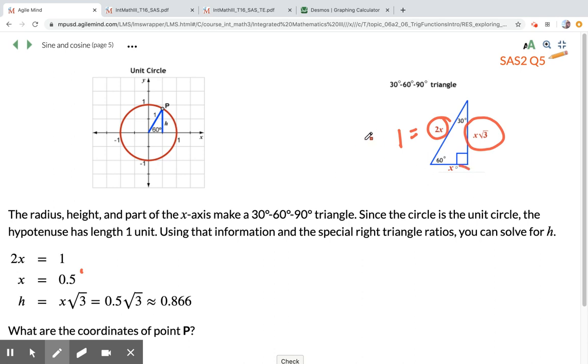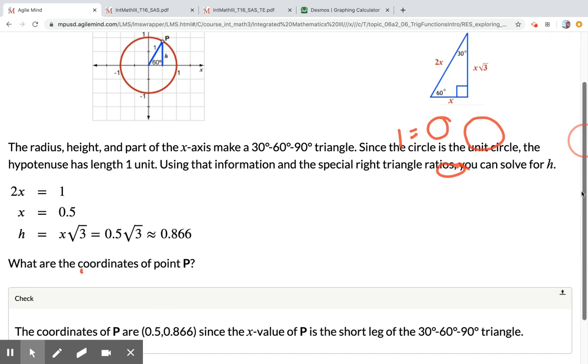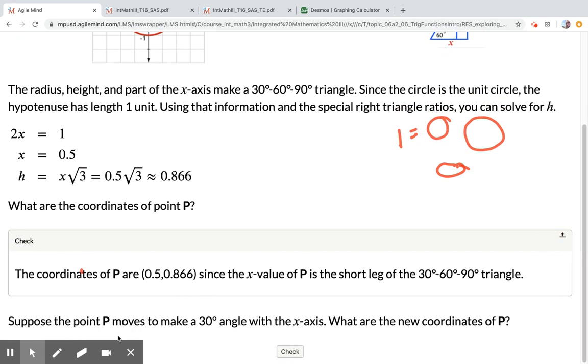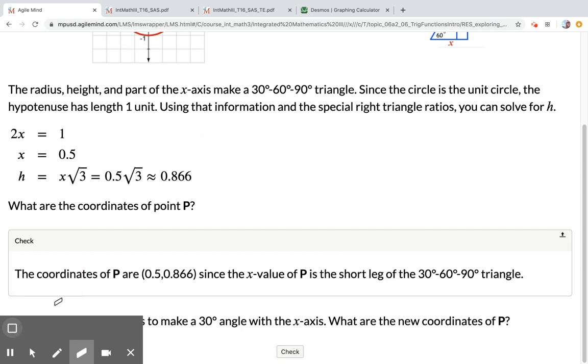Well, I don't know about you, but I noticed that my x coordinate was x, and we already said that x was 0.5, right? Yeah, we did. So that means my x coordinate is 0.5. I'm going to clean this off. It's making a mess. My x coordinate is 0.5, and my y coordinate is what we found earlier, the height, which was 0.866, because those are the values that fit with our 30, 60, 90 triangle.